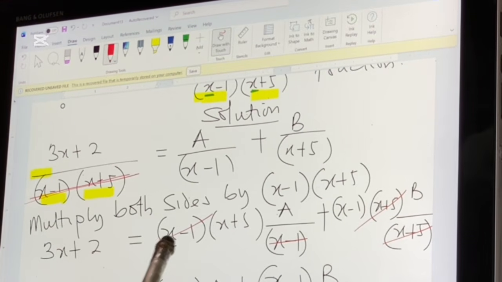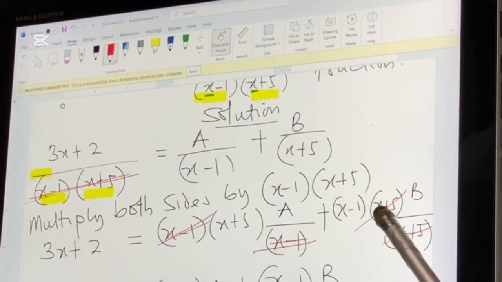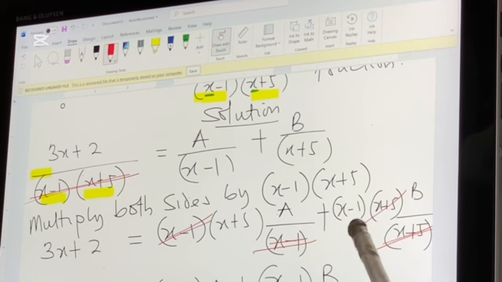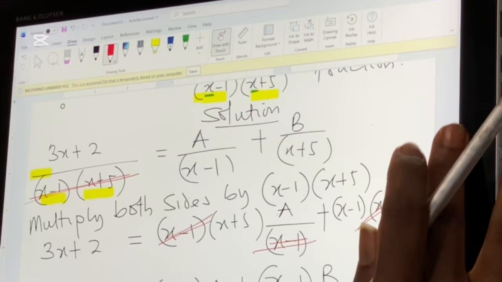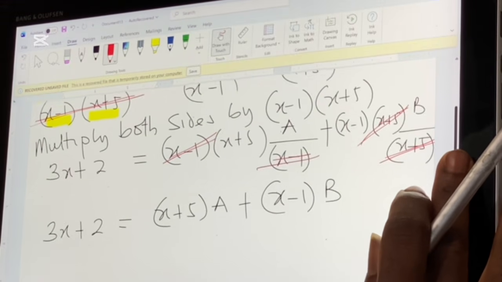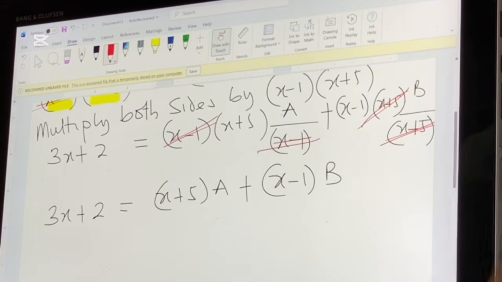We have s minus 1 times s plus 5 of a over s minus 1. So this guy here, we cancel this, okay? The same thing here, s minus 1 into s plus 5 multiplied by b over s plus 5. So this will cancel this. So I'll be left with 3s plus 2 equal to s plus 5 of a plus s minus 1 of b.